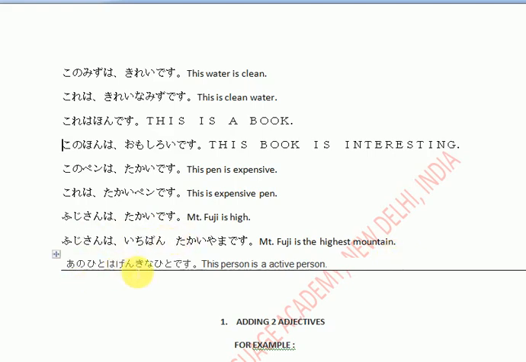Ano hito wa genki na hito desu. Hito is a noun, talking about this person: how is this person? Genki. So genki is a na adjective, you have to put na. This person is an active, healthy person.